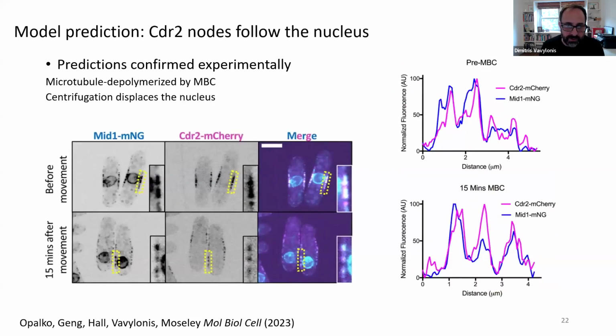So Hanna Palko in the Moseley group did these experiments by depolymerizing the microtubules that help center the nucleus in these cells, and also moving the nucleus by centrifugation. And I hope you can see that in wild-type cells, the nodes form around the nucleus. So this is a marker for both this MID1 anillin protein and CDR2. When the nucleus is displaced, a big part of the nodes rearrange within time scales similar to what we would predict in the model, in about 15 minutes.